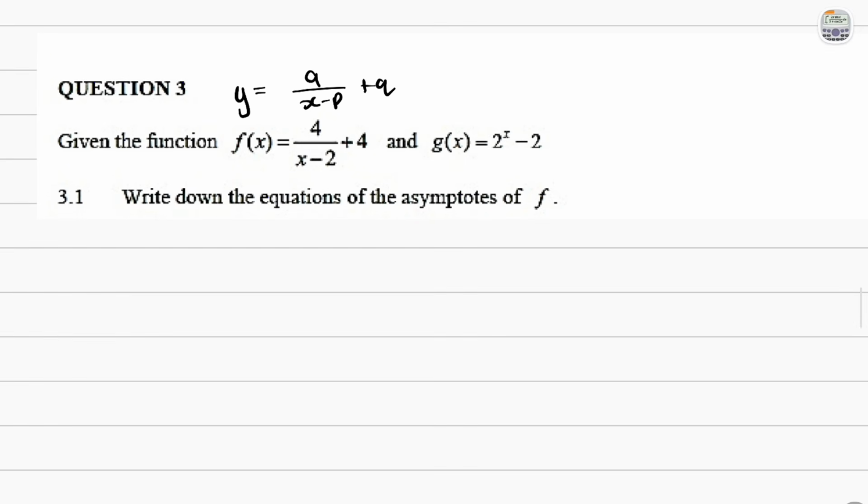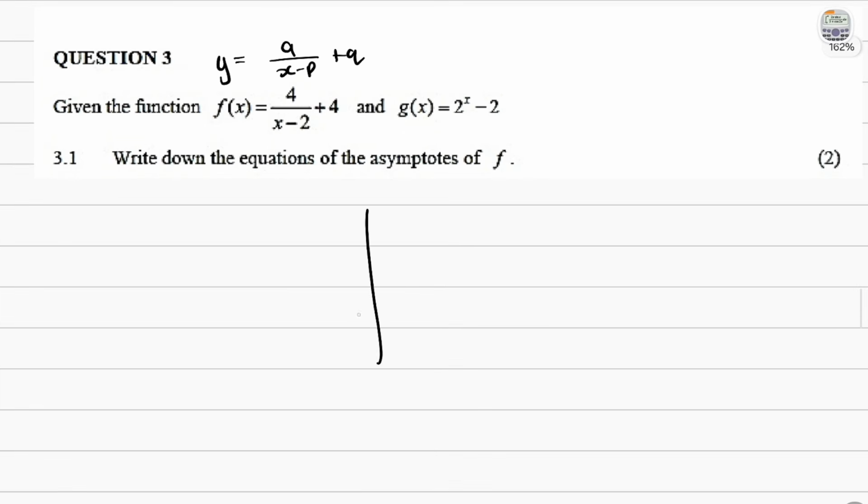Remember that a hyperbola has two asymptotes. It has a vertical and a horizontal asymptote. The vertical asymptote would be your value of p. So you can see that it's 2 there. And remember, it's a vertical line, so it's a line that has one particular x value. It cuts the x-axis at one particular point, that is 2. So its equation is x is equal to 2.